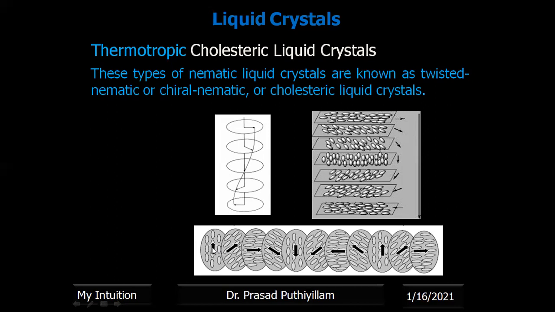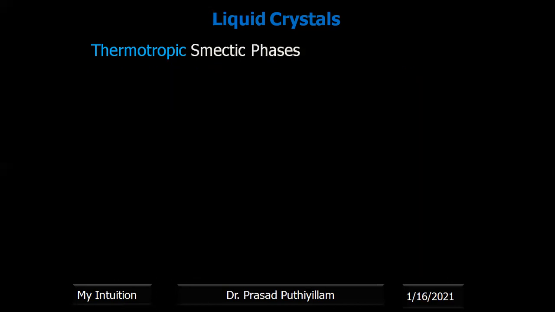So that is also represented here. The direction keeps on changing. That we call the cholesteric liquid crystal or twisted nematic or chiral nematic liquid crystal.